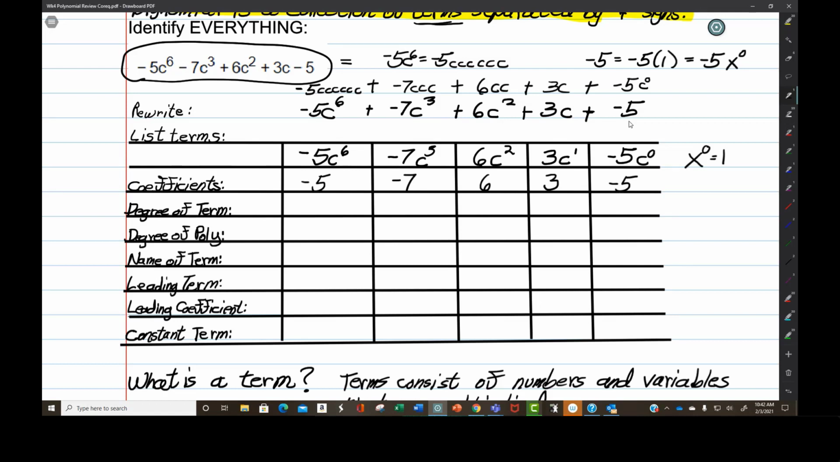Okay, now, every term has a degree. It's the degree of the variable when you're only using one variable. So the degree of this term is 6. The degree of this term is 3. The degree of this term is 2. The degree of this term is 1. And the degree of this term is 0. All constants have degree 0.